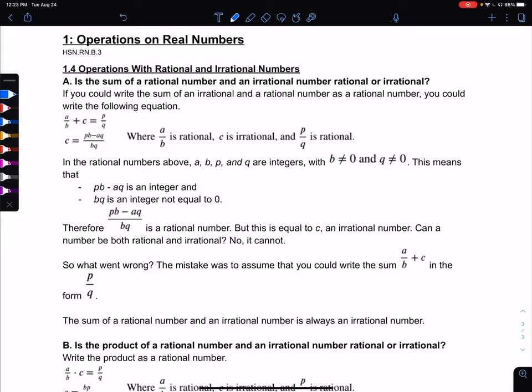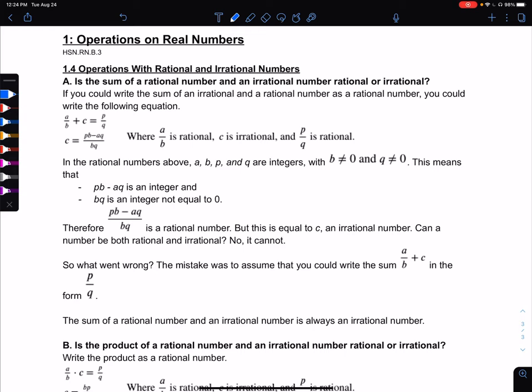Here we're going to look at example 4 from topic 1, operations with rational and irrational numbers. So question A, and this is kind of jumbled up a lot, but just bear with me. This is a lot like the last example where we're just going to go through some theory and adding and multiplying rational and irrational numbers and determining what the outcome is, could not be, is always, is never, things like that.